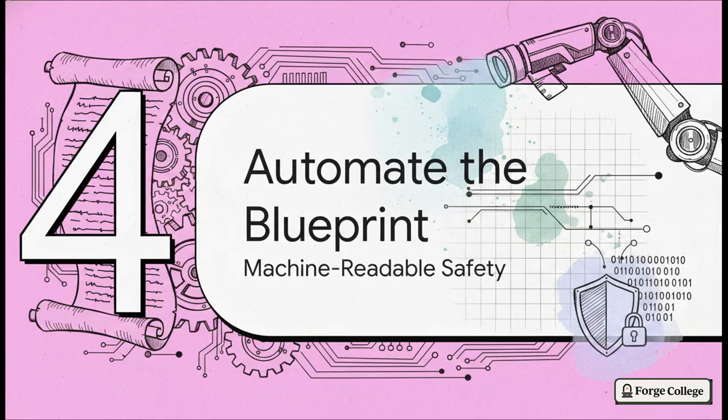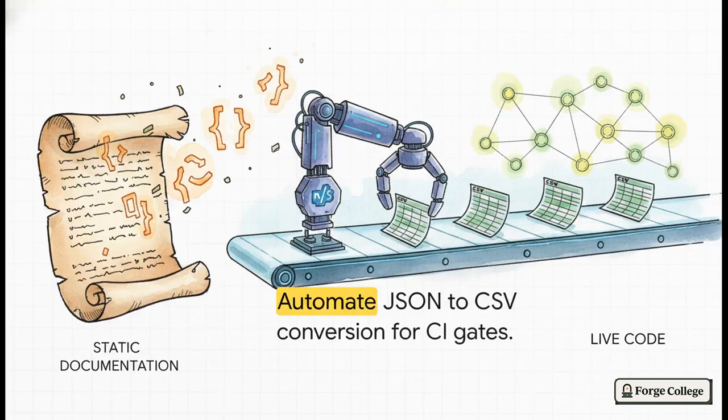Let's look at section 4, automating the blueprint, machine-readable safety. We can actually write a simple Node.js script that converts our playbook from complex JSON data into a clean, simple CSV file. Now, I know it might sound like boring admin work, but this simple spreadsheet format is the crucial bridge between your written rules and actual live code enforcement.